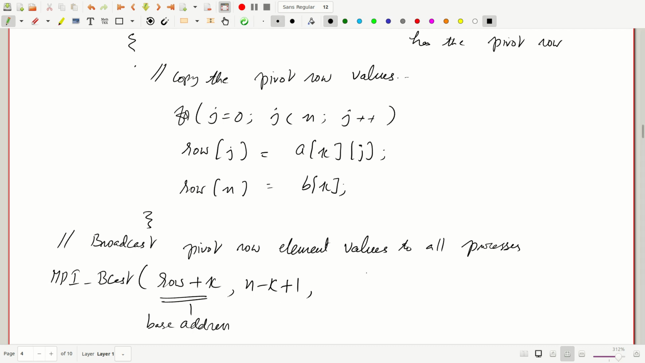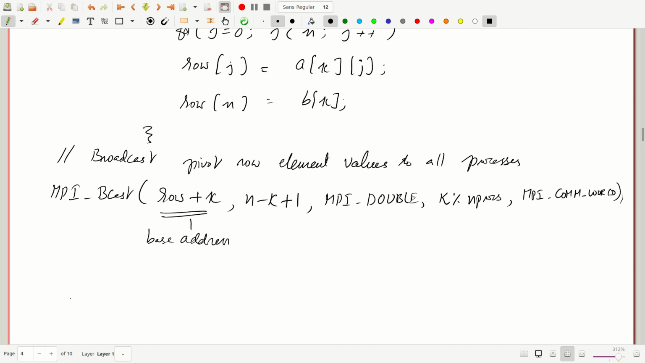Both of them are valid, and then depending on whether we are sending double or float values, we could have MPI double. And then the sender is k modulo the number of processes, and then we have MPI communicator world. That's all. That sends the pivot row to all the processes. Then we have all the elements that we need on every process, and then we go about with our row operations.